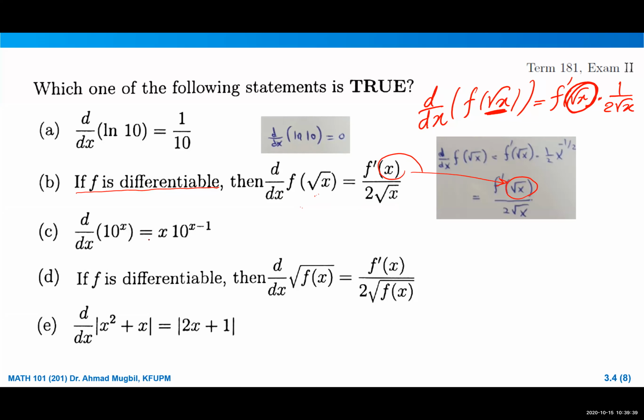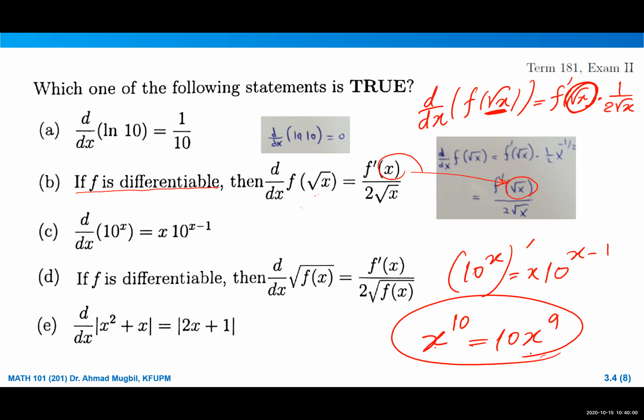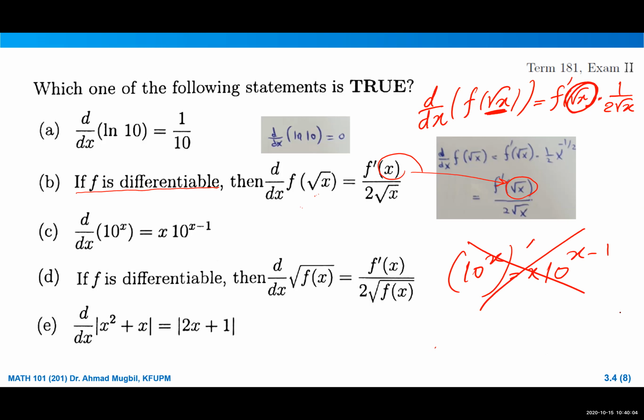Now, the derivative of 10 to the power x. Is it 10 to the power x minus 1 multiplied by x? If you have x to the power 10, what is the derivative of x to the power 10? This is a power function. The derivative of x to the power 10 is 10x to the power 9. This is a power function. But if you have 10 to the power x, this is not true.